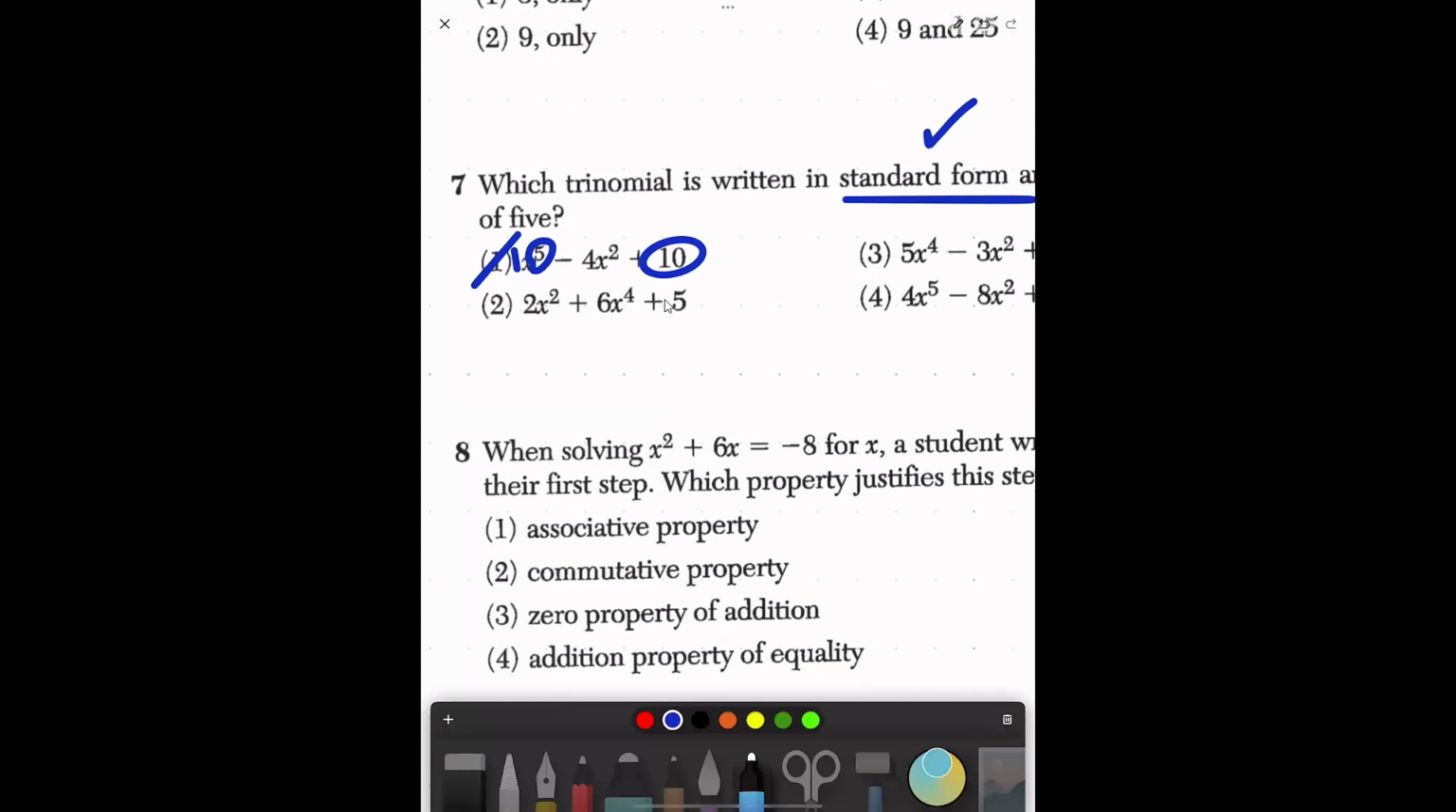Now, the second one, it does have a constant of 5, but it's not in standard form. This should be first. So let me just rewrite it actually. It should be 6x^4 plus 2x^2 plus 5. The degree is 4, leading coefficient is 6, and the constant is 5. But this is not in standard form.